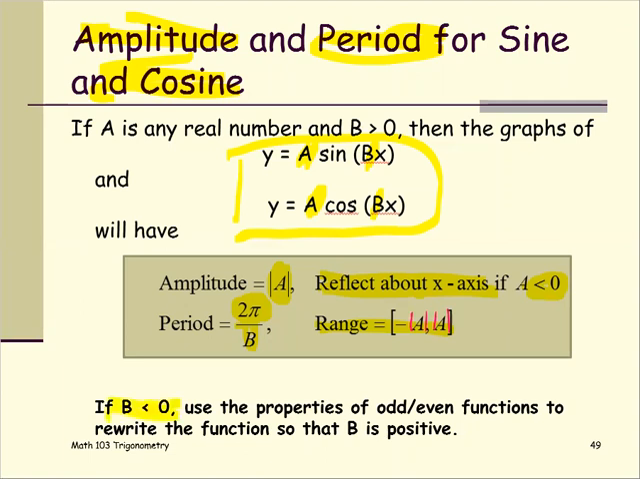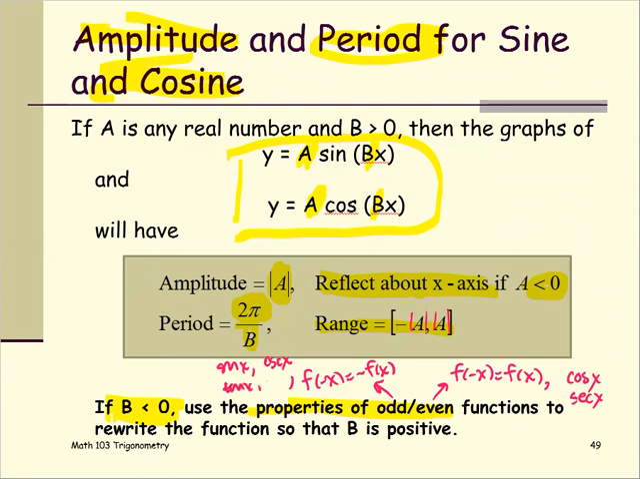Another case, for b less than 0, we're going to use the property of odd and even functions. If you recall, for an odd function, the function at negative x is the same as negative f of x. For an even function, the function at negative x is exactly the same as the original function. The even functions are cosine of x and secant of x. For the odd, it's going to be the sine of x and its reciprocal, the cosecant of x, and also the tangent function and its reciprocal, the cotangent function.